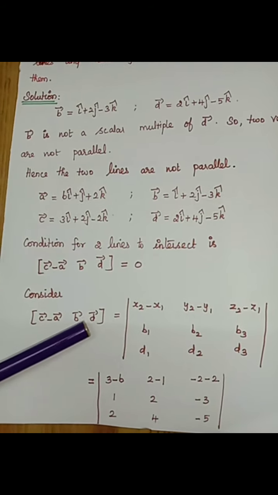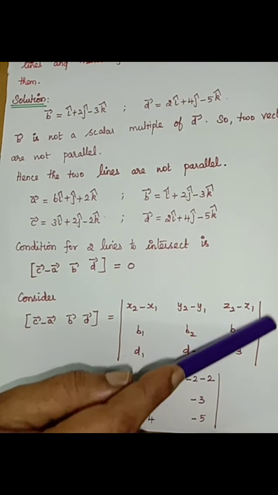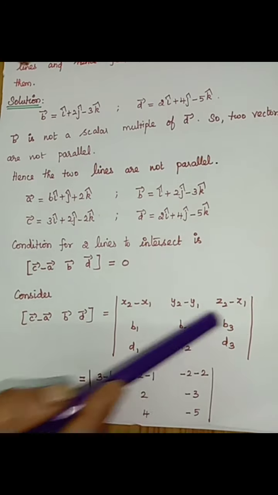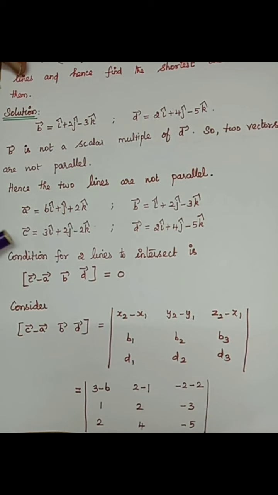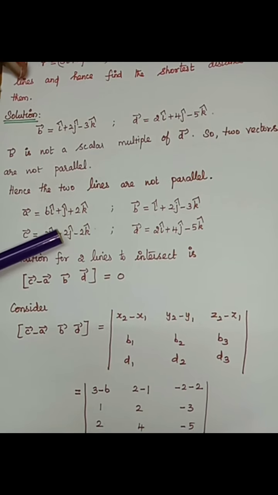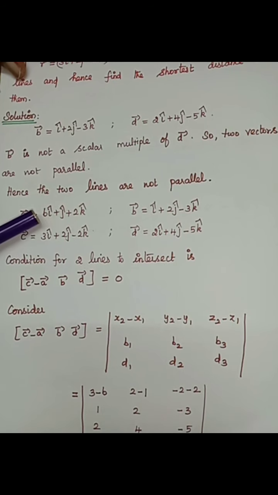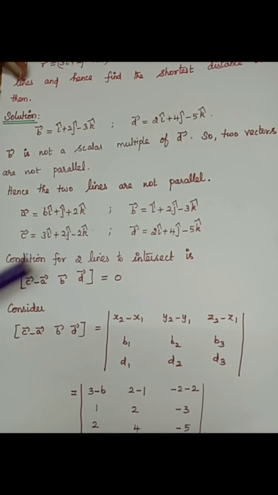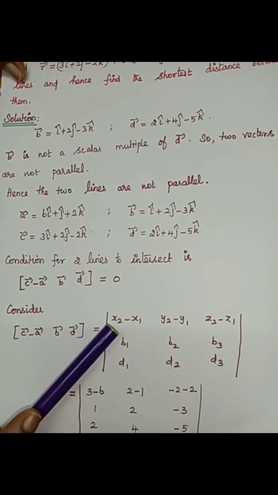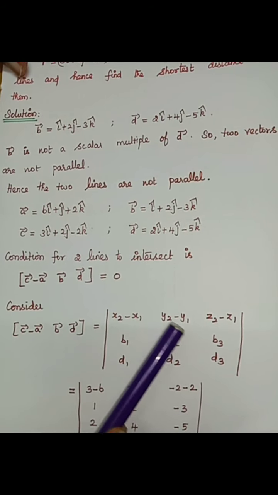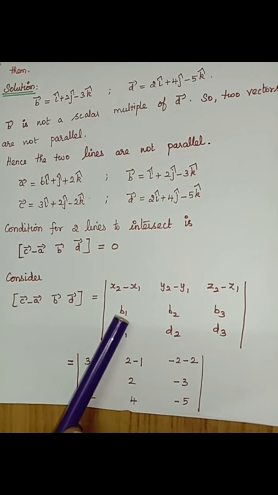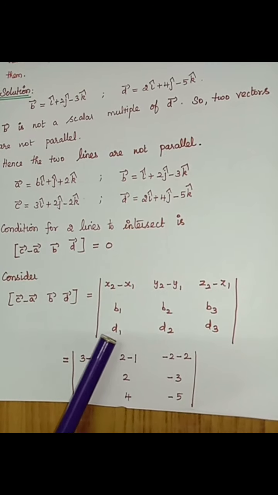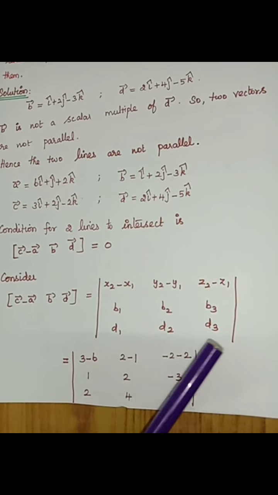How to evaluate the box product? It is nothing but the determinant. In the first row you have to write the components of c vector minus a vector. So c vector can be taken as x2, y2, z2 and a vector is x1, y1, z1. So c vector minus a vector components are x2 minus x1, y2 minus y1, z2 minus z1, and b vector is b1, b2, b3. D vector components are d1, d2, d3.